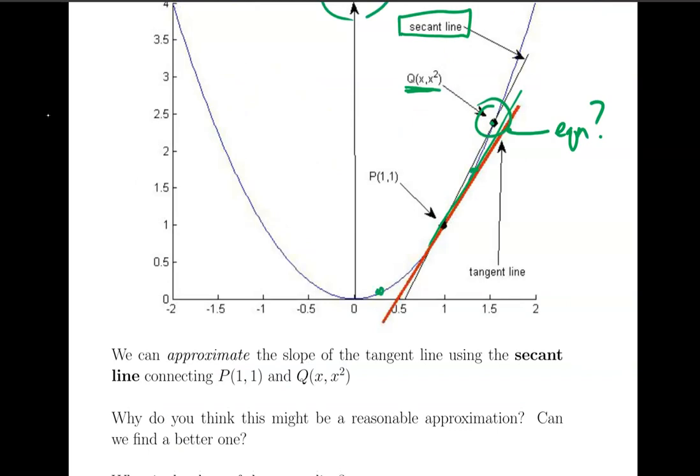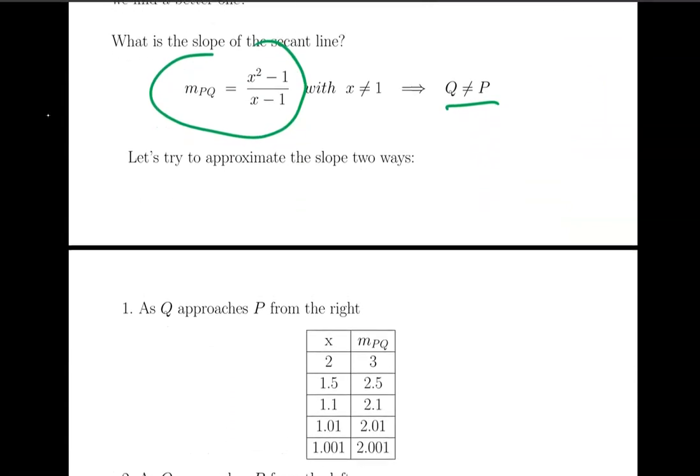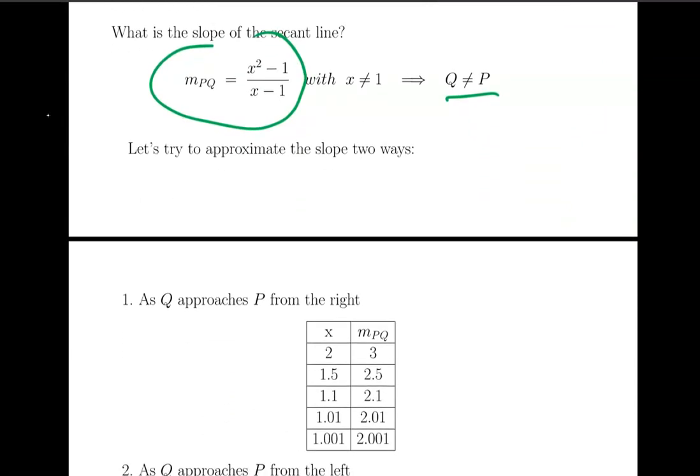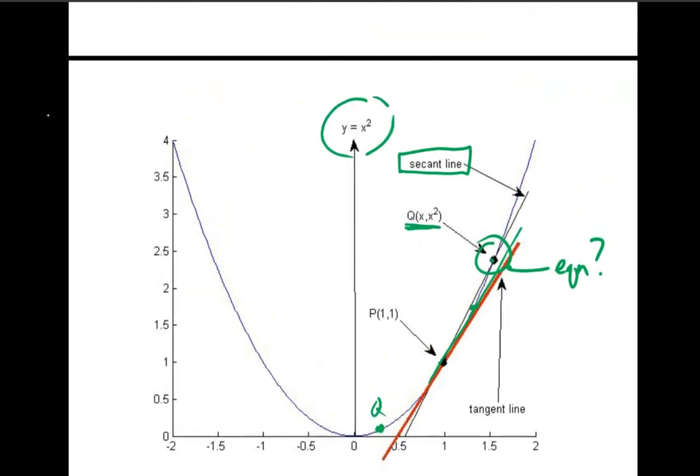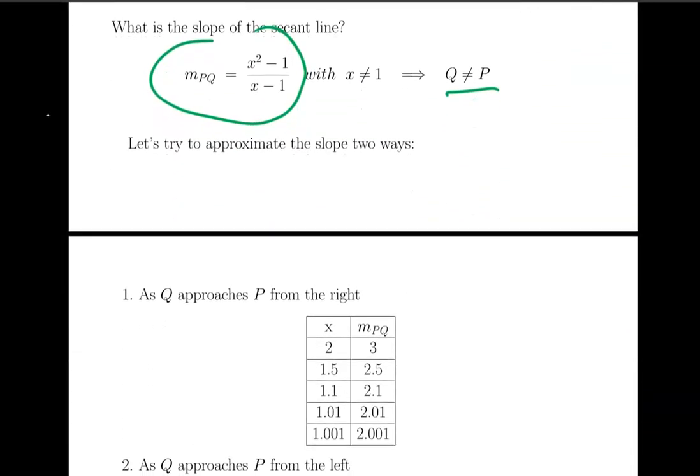And by the way, there's nothing magical about having Q above. I could have had Q over here. That's also fine. So we can do this a couple different ways, from the right and from the left. So I can either start Q here and slide down that way, or I could start Q here and slide up this way. Let's take a look at the chart I have here as Q approaches P from the right.